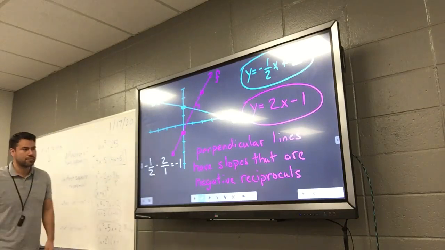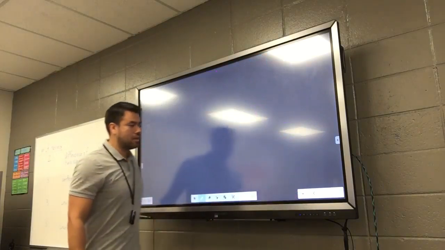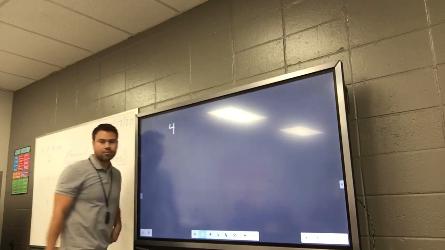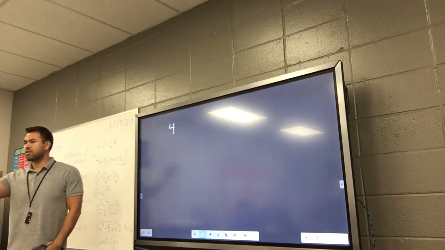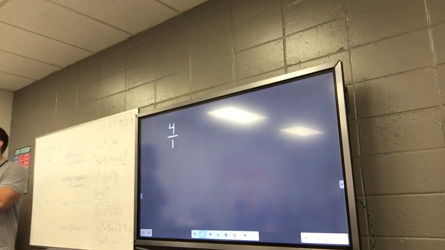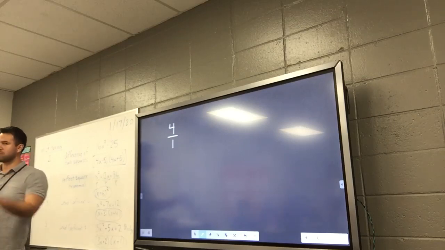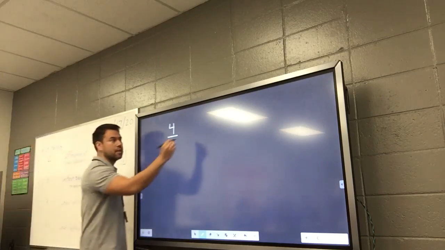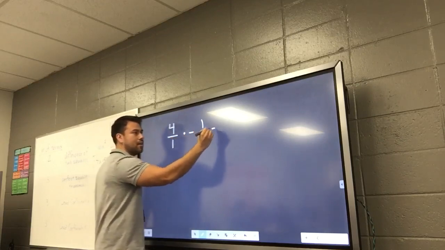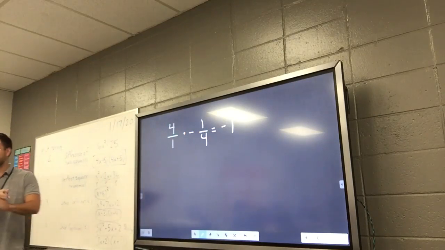So I'm going to give you some examples to identify negative reciprocals. All right, let's go with 4. Write 4 as a fraction: 4/1. Can anyone guess what the negative reciprocal of 4 is? Negative 1/4. Because when I multiply them together, I get negative 1. That's how I know they must be negative reciprocals.